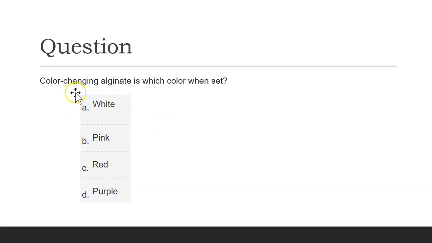If you said white, you are correct. It does turn white. So let's look at all the different colors. When the alginate powder mixes with water, it becomes purple.